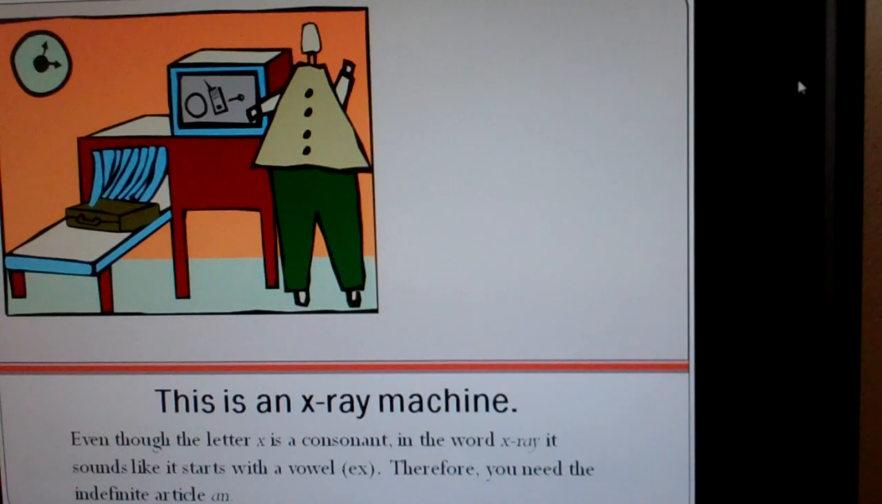This is an X-ray machine. Even though the letter X is a consonant, in the word X-ray it sounds like it starts with a vowel, ex. Therefore, you need the indefinite article an.